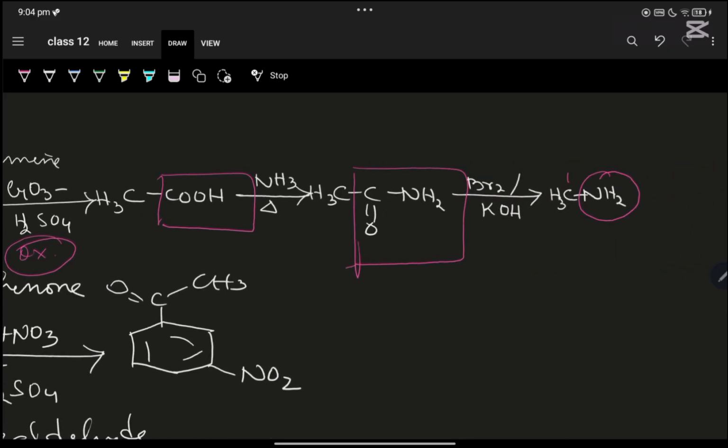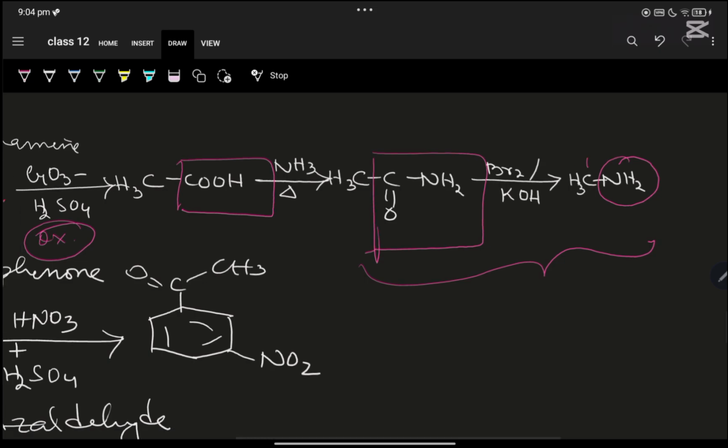Now to this carboxylic acid, you give NH3 and heat, and you will get CONH2. If you want, you can go from COCl also, but there you will increase the number of carbon atoms. So NH3 and heat give CONH2, and this is your Hofmann bromamide, where you give Br2 and KOH.